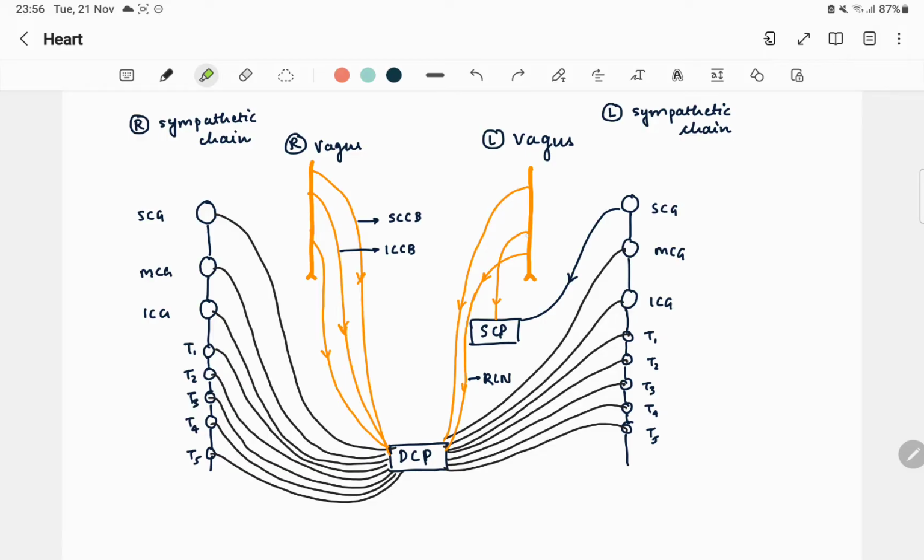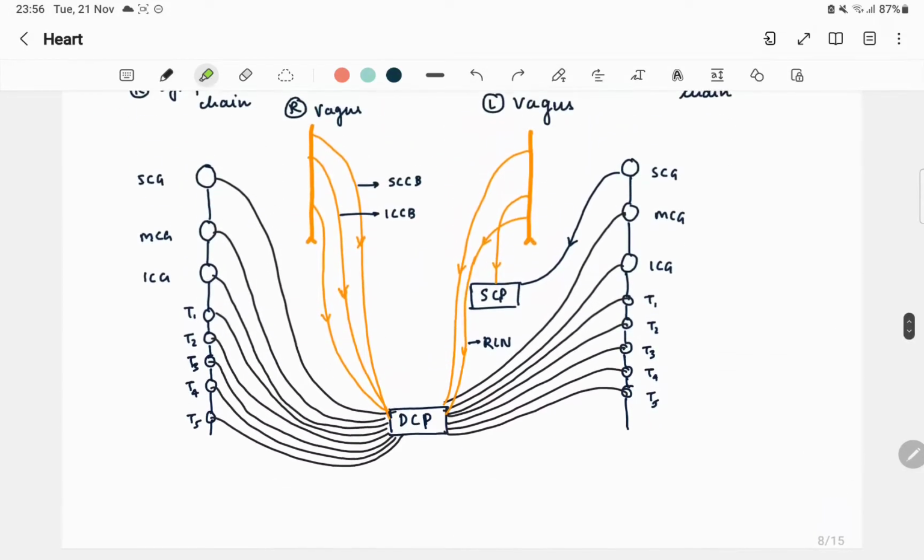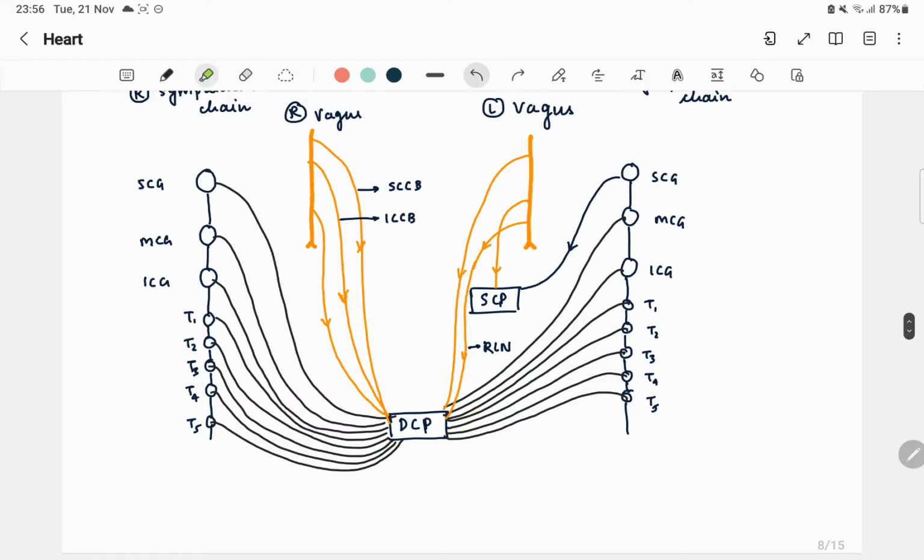Understood? And this ICCB and your superior cervical ganglion are contributing to your SCP, the superficial cardiac plexus. And your middle cervical ganglion, inferior cervical ganglion, T1, T2, T3, T4, T5, your recurrent laryngeal nerve, and another one, your SCCB, all of these are contributing to the deep cardiac plexus. This is the nerve supply of the heart. This SCP and DCP are mainly supplying the heart.